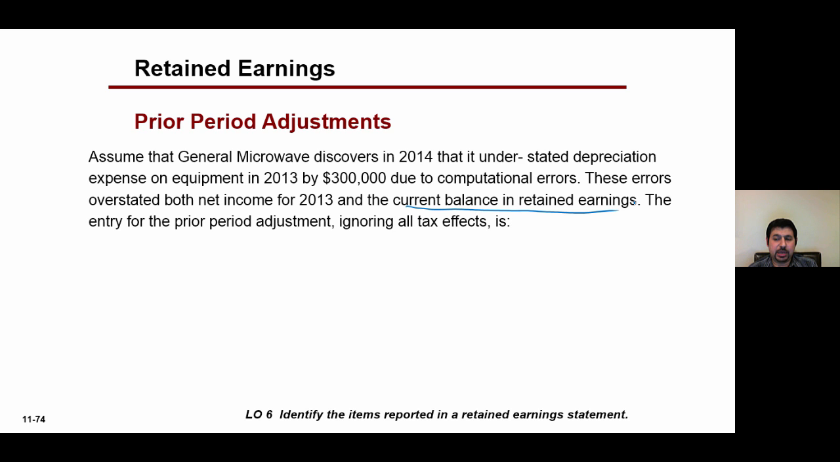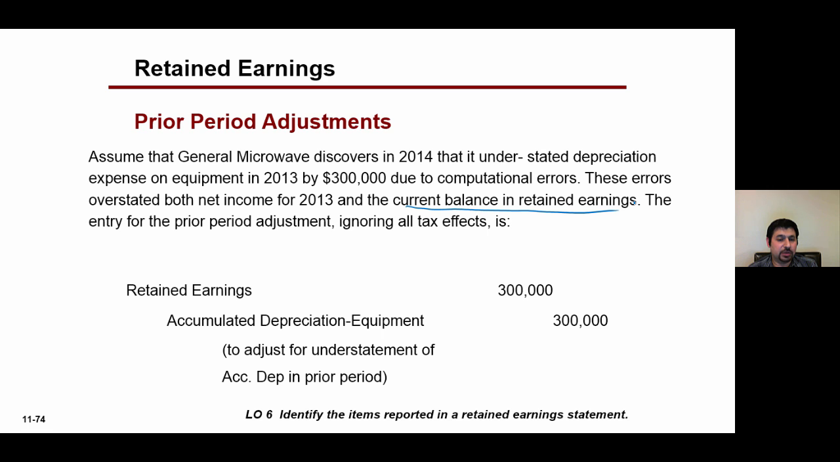The income summary accounts for the previous year were closed to retained earnings, and as a result, we cannot make the adjustment to the income statement accounts of the current year. So, because the beginning balance of retained earnings was overstated, we need to decrease it. As a result, the company will debit retained earnings 300,000, this is the error, and will credit accumulated depreciation 300,000.